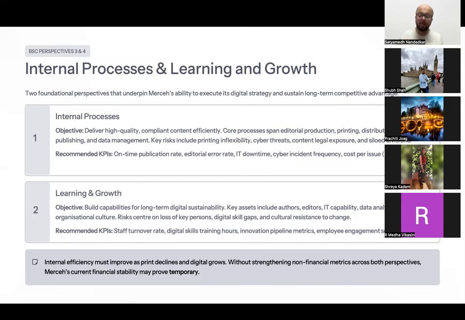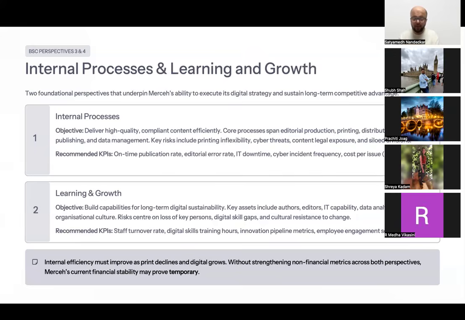Then from an internal process and learning and growth perspective, see, the success of your print publication will depend on high quality compliant content. If you are in line with that, you can improve your internal editorial processes, make sure that there are no errors in the output that goes in the public domain, make sure that you have tackled cybersecurity threats, you have minimized the legal exposure to your content, and you have made it a self-driven process in the company, which ensures that these risks are taken care of.